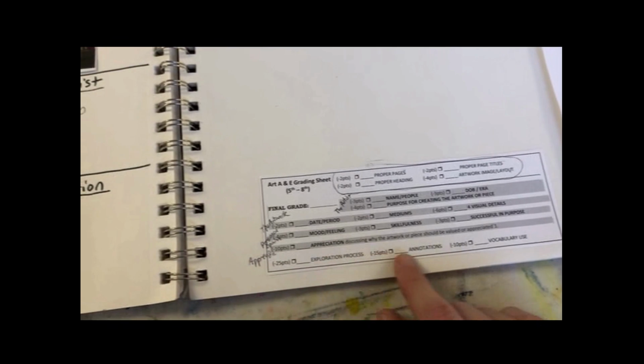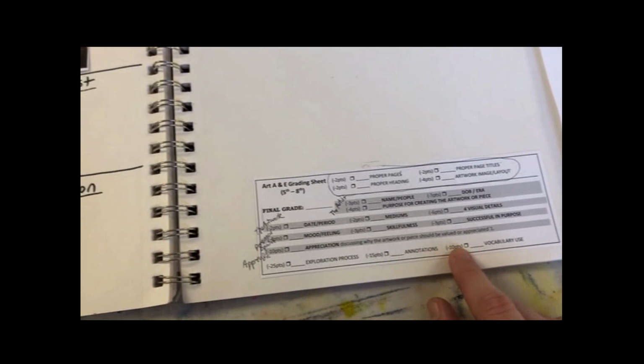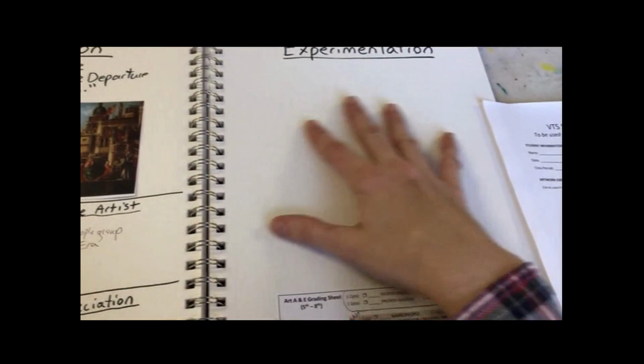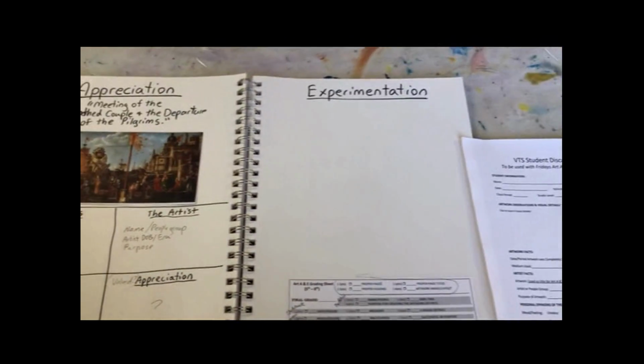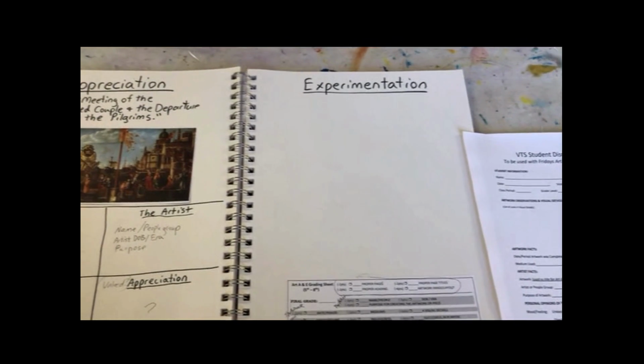This is 25 points for that. The annotations are 15. And the vocabulary use is 10. So we'll look at that in just a minute and see how exactly you were supposed to do the experimentation part.